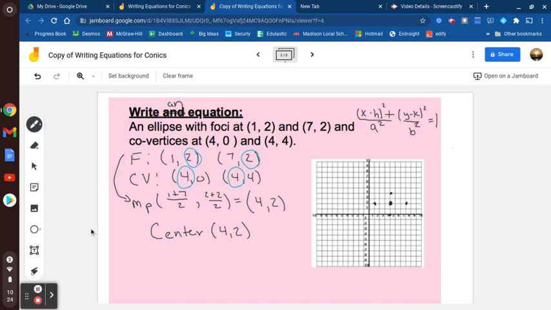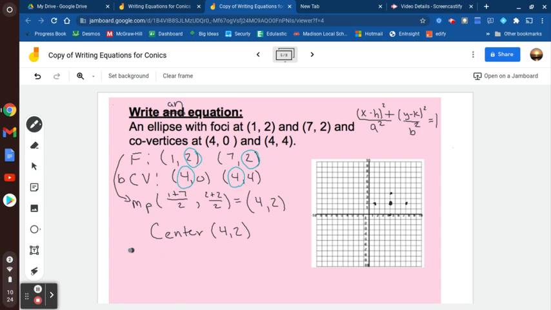Well, what's A tied to? The vertices. I don't know those. What's B tied to? Covertices. So I know 2. So I know this is tied to the B. Ella, how'd you come up with 2? Because it's halfway in between 4 and 0.